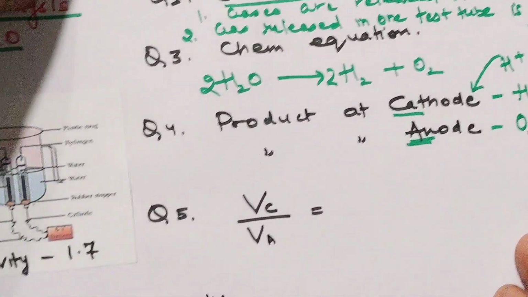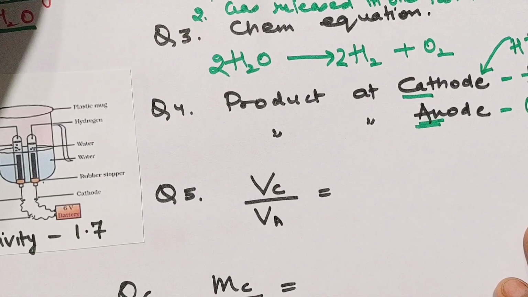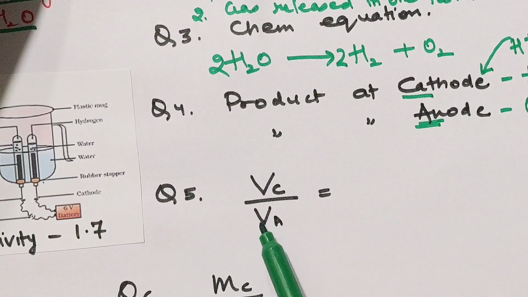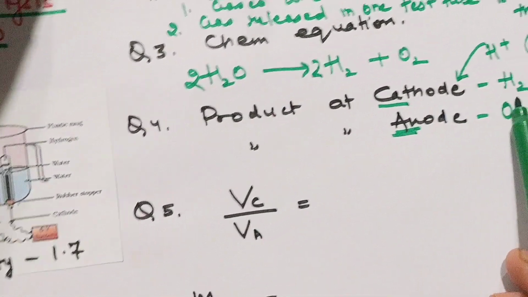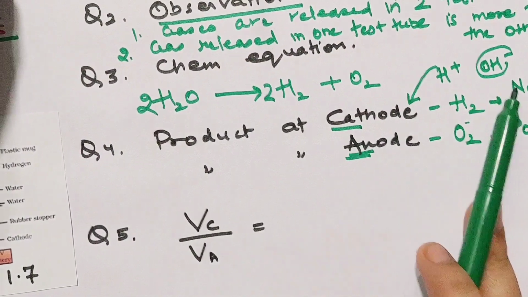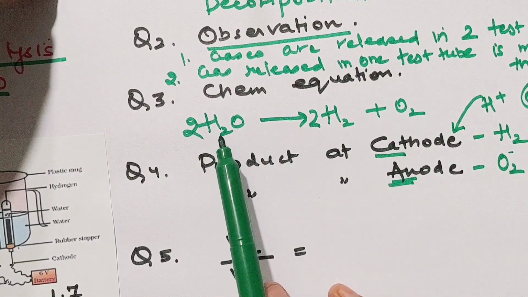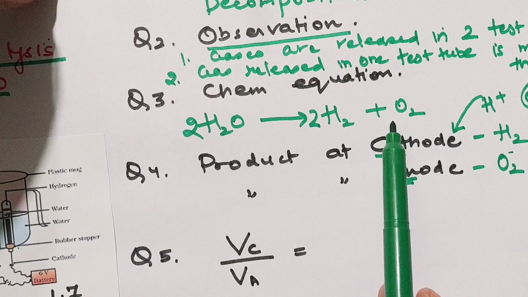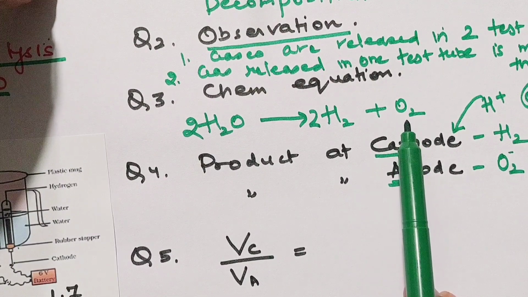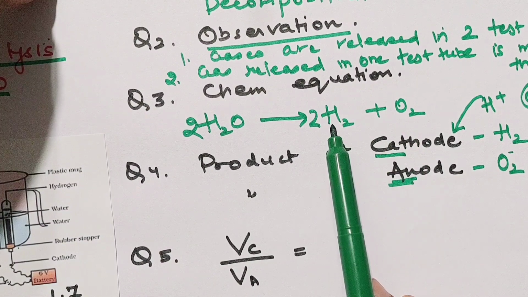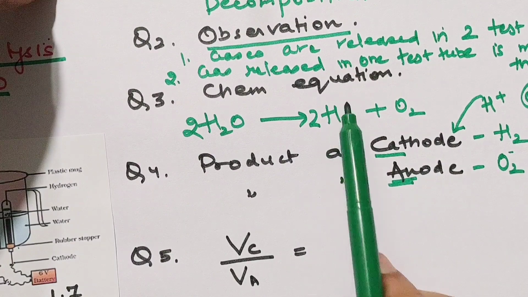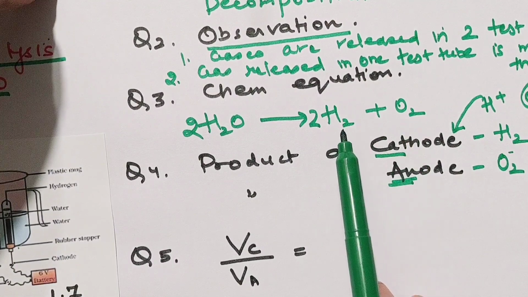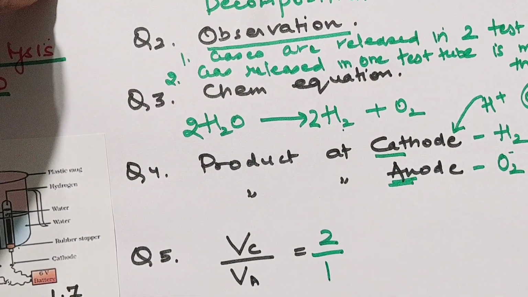Moving on to the next, very commonly asked and very important question. Vc by Va means volume of gas released at cathode and volume of gas released at anode. At cathode, your hydrogen is released. At anode, your oxygen is released. Now look back at the reaction. For every 2 molecules of water, 2 molecules of hydrogen are being formed, but only 1 molecule of oxygen is being formed. So the molecules of oxygen formed are half of the molecules of hydrogen formed. So the volume of hydrogen gas would be double the volume of oxygen gas. Hydrogen is produced at cathode, so your simple ratio would be 2:1.